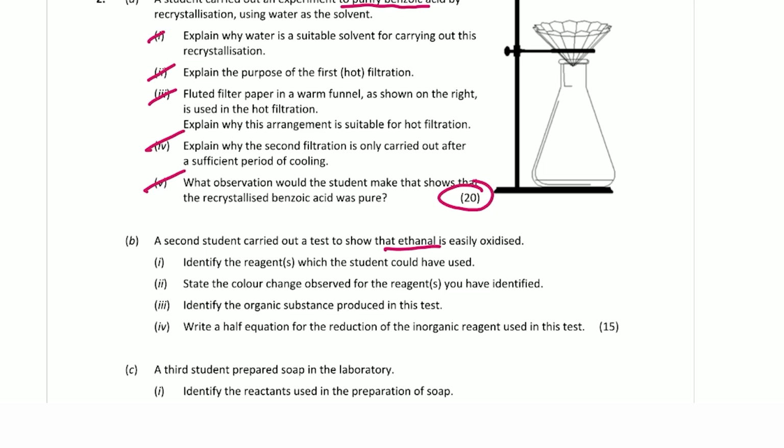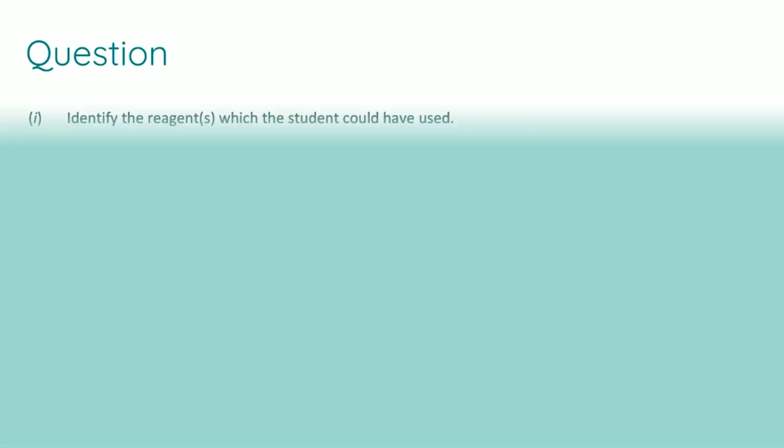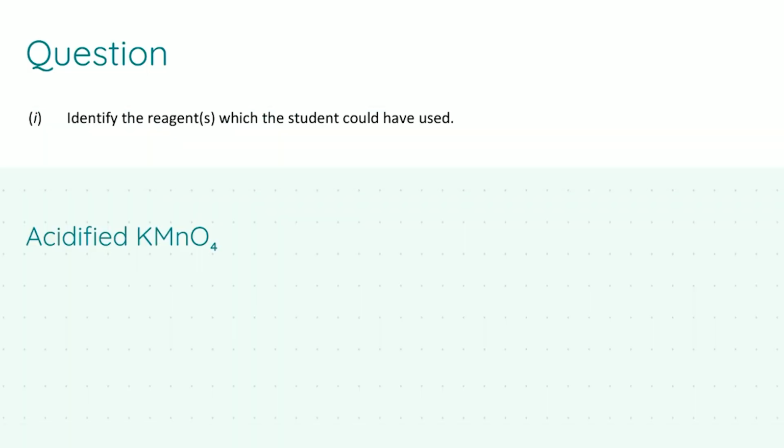And in this case, as we said earlier, it's ethanal, which is very important that you recognize by the naming what functional group we'll be using. So we'll fly into part I, which is identifying the reagents used. Now in part I, they're asking us to identify the reagents that a student could use to show that ethanal is easily oxidized.